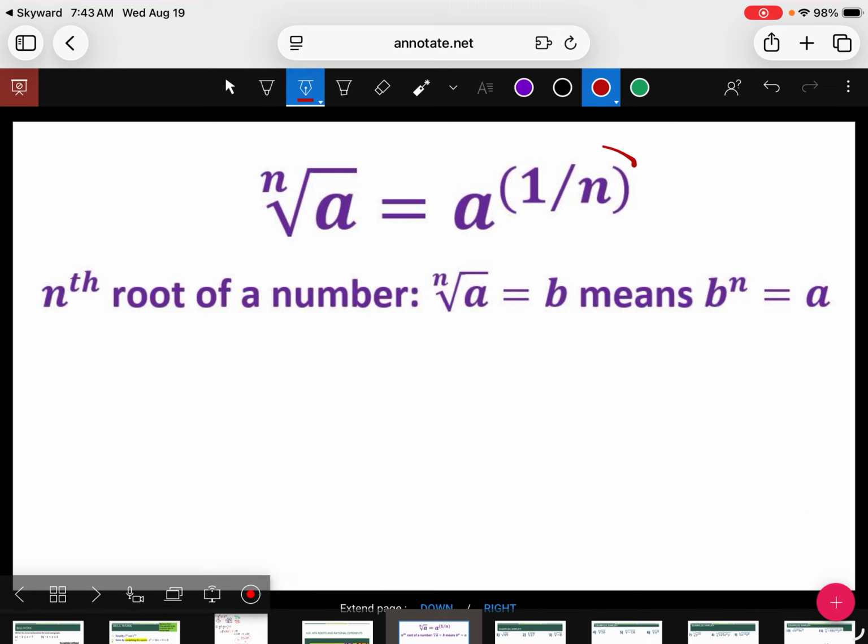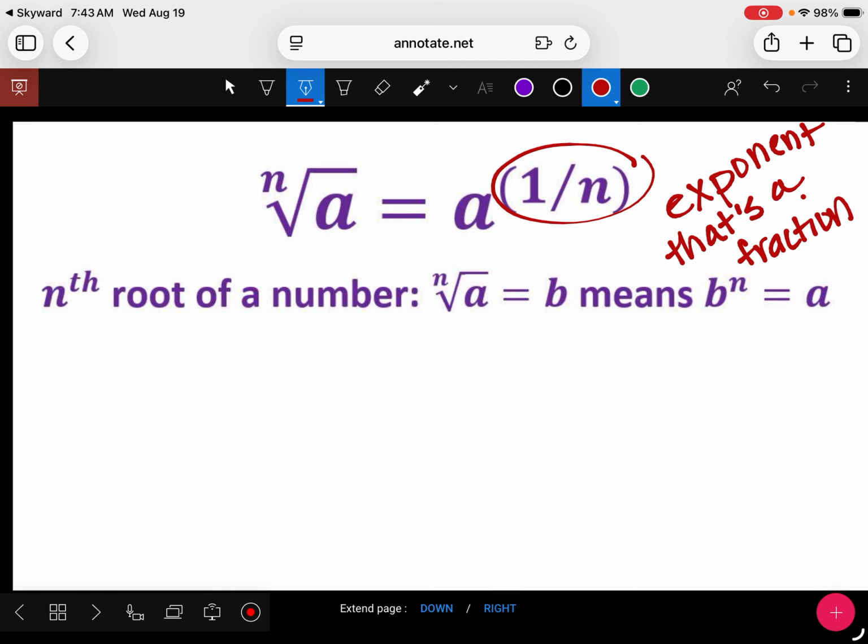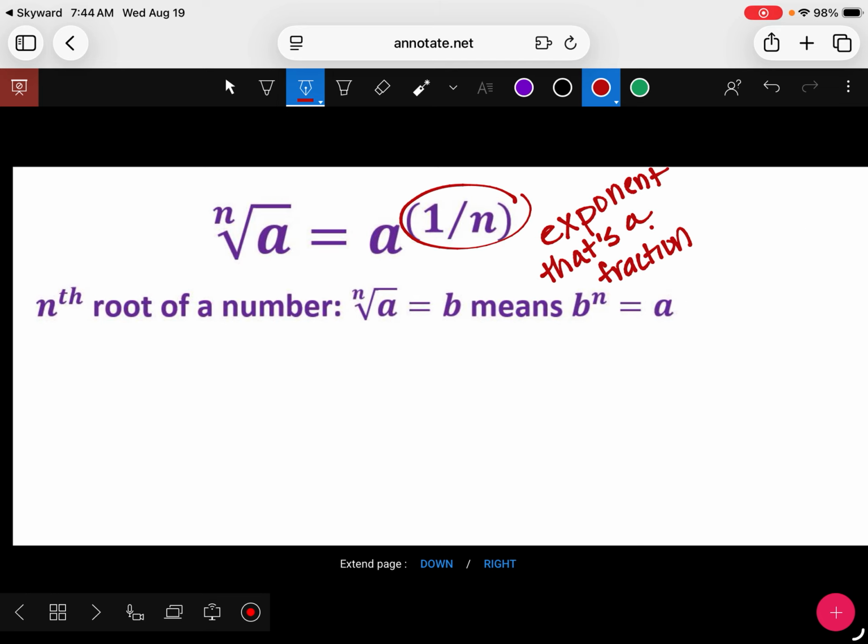So right here, whenever you have an exponent that's a fraction, that means that you can write it with a radical. That's what that means.